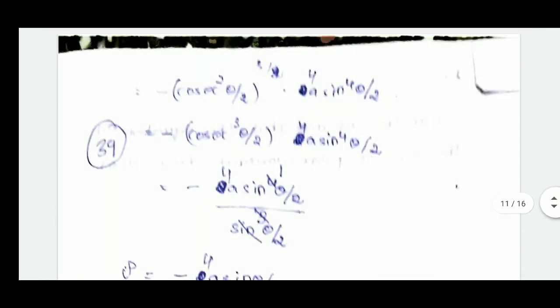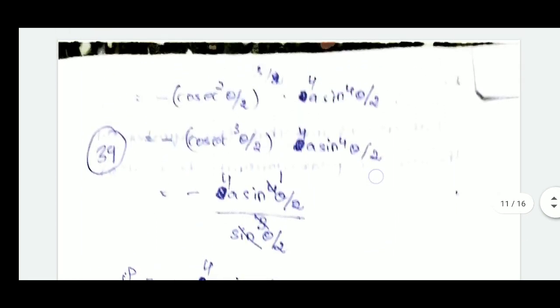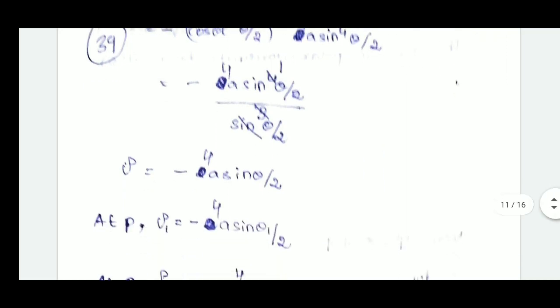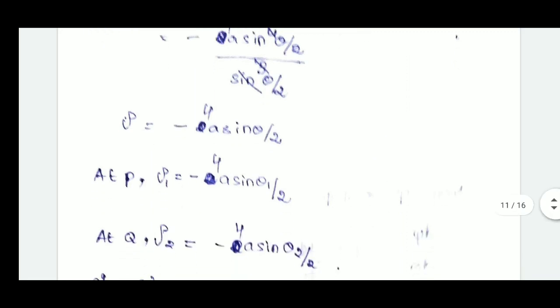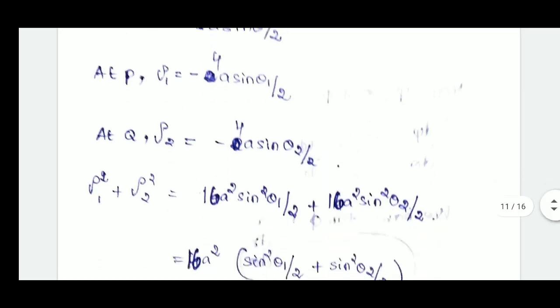So rho equal to minus cosecant cube theta by 2 into 4a sin raised to 4 theta by 2, equal to minus 4a sin raised to 4 theta by 2 by sin cube theta by 2. Sin power 4 and sin cube cancel, and we get rho equal to minus 4a sin theta by 2. At P we denote rho by rho 1. Rho 1 equal to minus 4a sin theta 1 by 2. At Q we denote rho 2. Rho 2 equal to minus 4a sin theta 2 by 2.